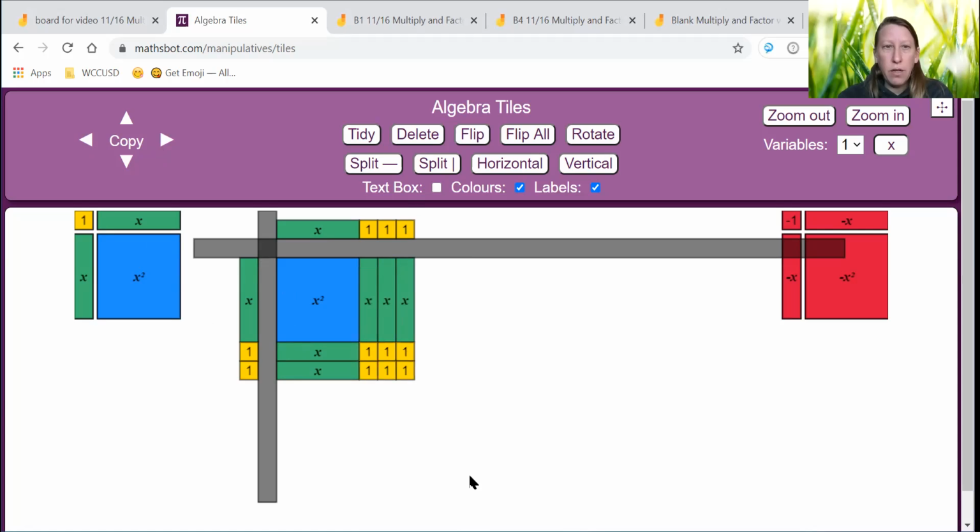So using algebra tiles, we would build the outside of the rectangle: here's our x plus 2 and here's our x plus 3, and then we would fill it in. And after we fill it in, that's our answer. So I'm going to copy this and grab it over to the Jamboard.